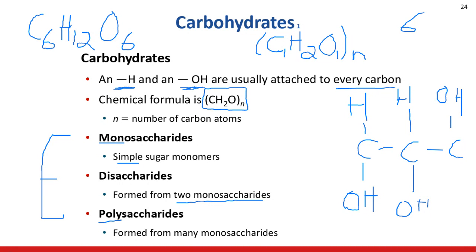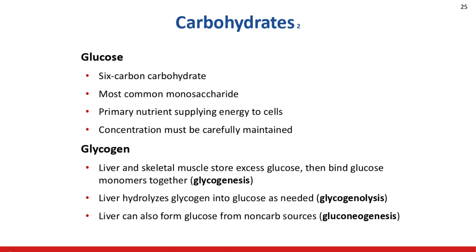So let's talk about some of our popular monosaccharides. Probably the most popular monosaccharide is glucose. Your body loves glucose. Well, your brain does. Nervous tissue loves glucose. Loves it, loves it, loves it. It's a 6-carbon carbohydrate, and it is the primary nutrient for supplying energy to our cells. Cells love glucose. They gobble it up.